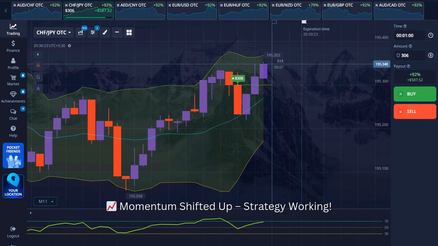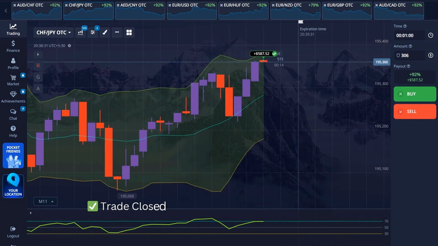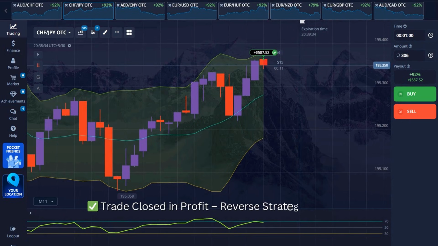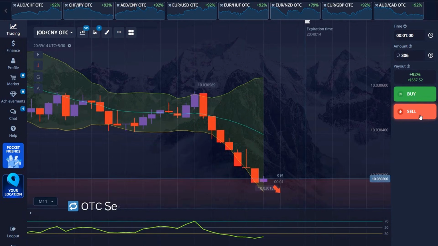So instead of closing early or doubting the entry, I stuck to the plan. The trade went just as expected. After a small dip, price moved up, and the trade closed in profit. This confirms that the reverse OTC logic works when followed correctly. Now let's look at another live setup.